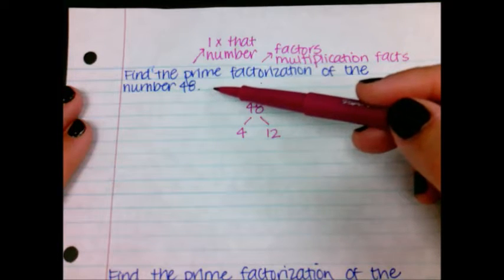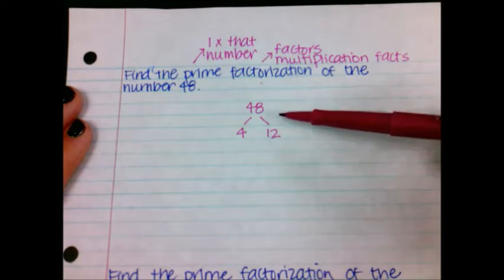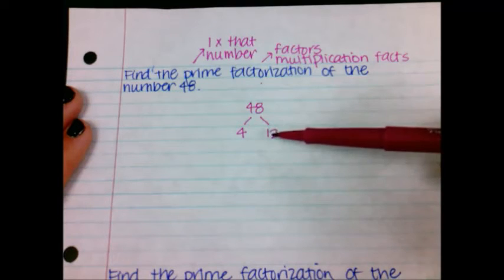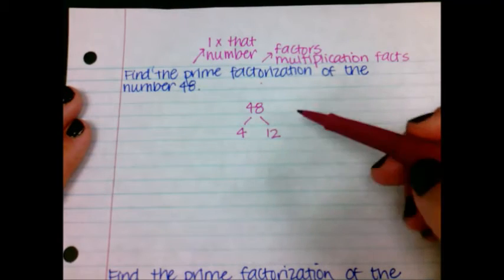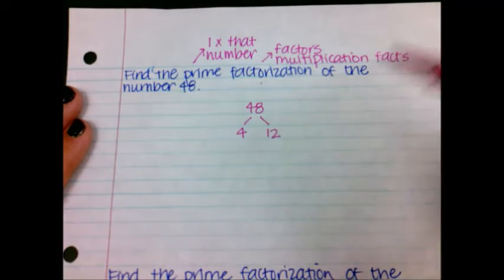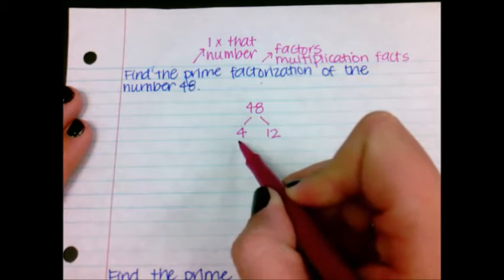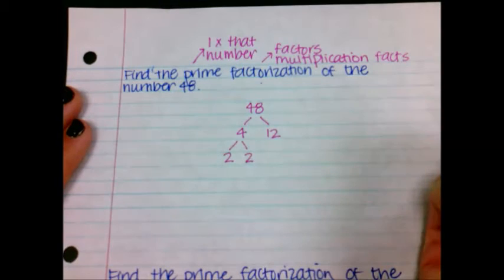So we're going to start with this example, and we're going to look at 48. I'm going to try to think of a multiplication fact that will equal 48, but we are never allowed to use 1 times that number. We're always looking for different sets of multiplication facts. So here I've chosen 4 times 12. We're going to keep thinking, is there anything I can break 4 apart into other than 1 times 4? Well, yes, I could do 2 times 2 to get 4.